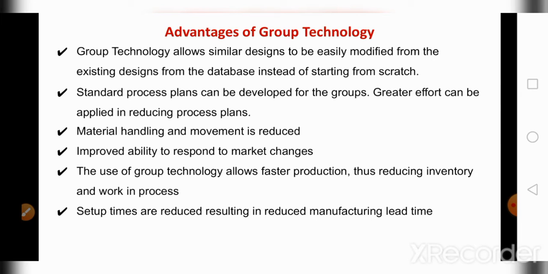So there is no need of storing a large amount of inventory in the company, which can reduce the investment cost of the industry. Setup times are reduced, resulting in reduced manufacturing lead time. So very minute changeovers will be there in the production line, as they will be similar parts. So we can reduce the manufacturing lead time. These are a few of the advantages of group technology.